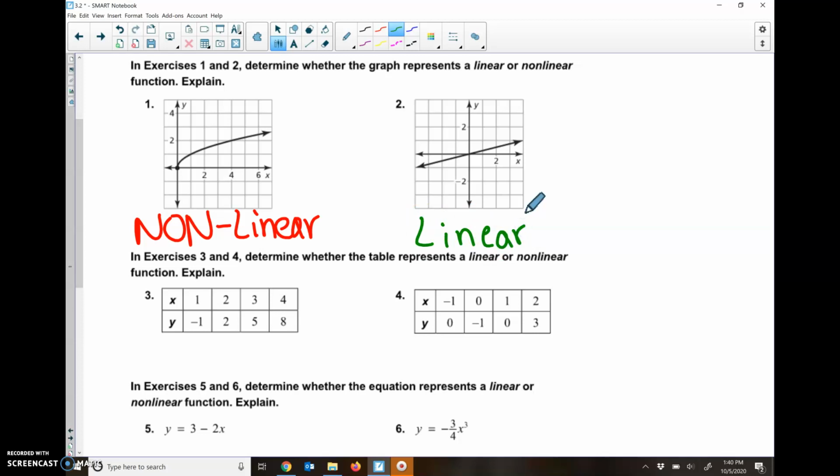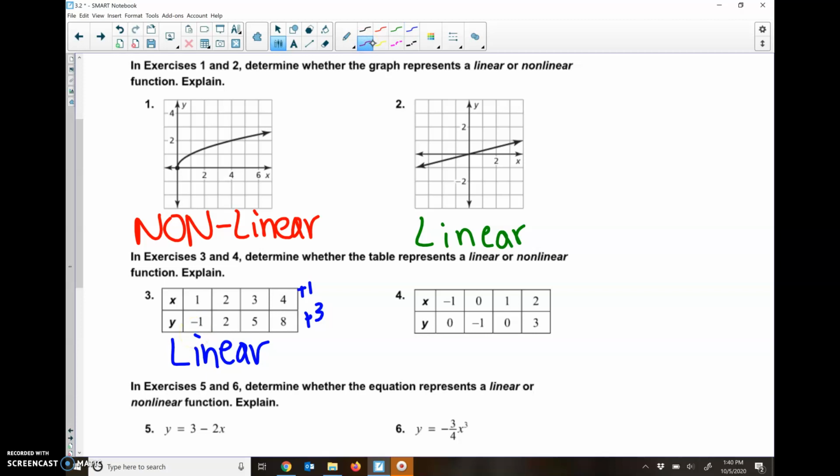All right, 3 and 4. So now we have a table. So here, we're going to see if there's a constant adding or subtracting pattern for both x's and y's. Okay, so x's here, 1, 2, 3, 4. It looks like we're adding 1 each time. And then for the y's, it looks like -1 to 2, 2 to 5, and 5 to 8. It looks like we're adding 3 each time. So this would be a linear equation. If you ended up graphing that, you would get a straight line, but kind of the cheat way to figure it out is if there's a constant adding or subtracting pattern for both the x's and the y's.